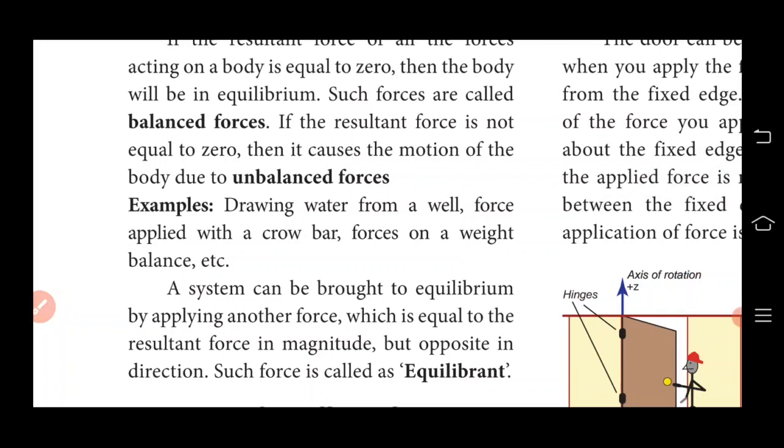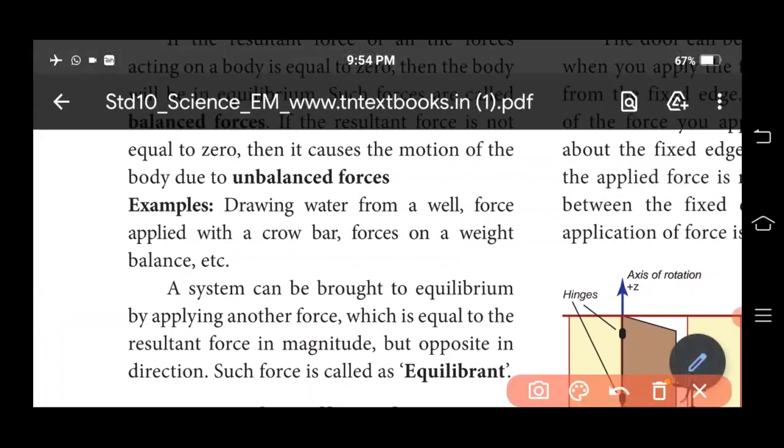A system can be brought to equilibrium by applying another force which is equal to the resultant force in magnitude but opposite in direction. Very important, but opposite in direction. Such force is called equilibrant.